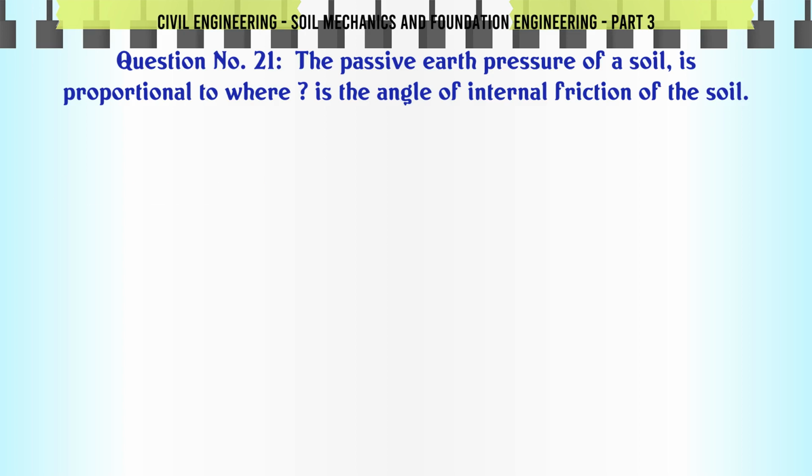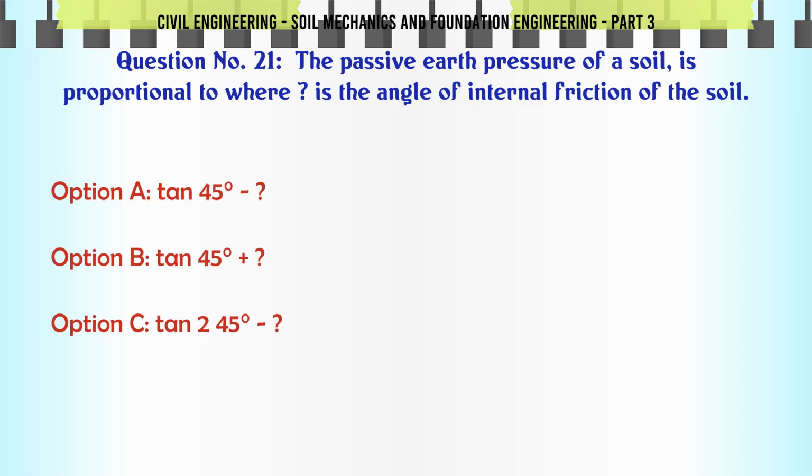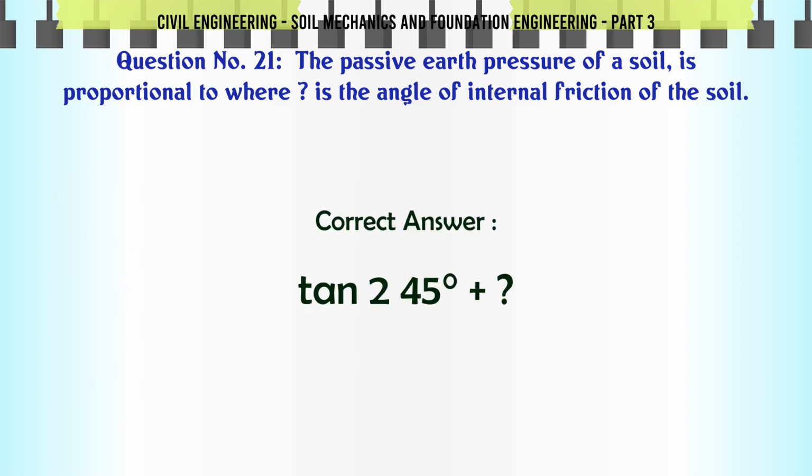The passive earth pressure of a soil is proportional to [expression], where φ is the angle of internal friction of the soil. A. tan 45, B. tan 45, C. tan 245, D. tan 245. The correct answer is tan 245.